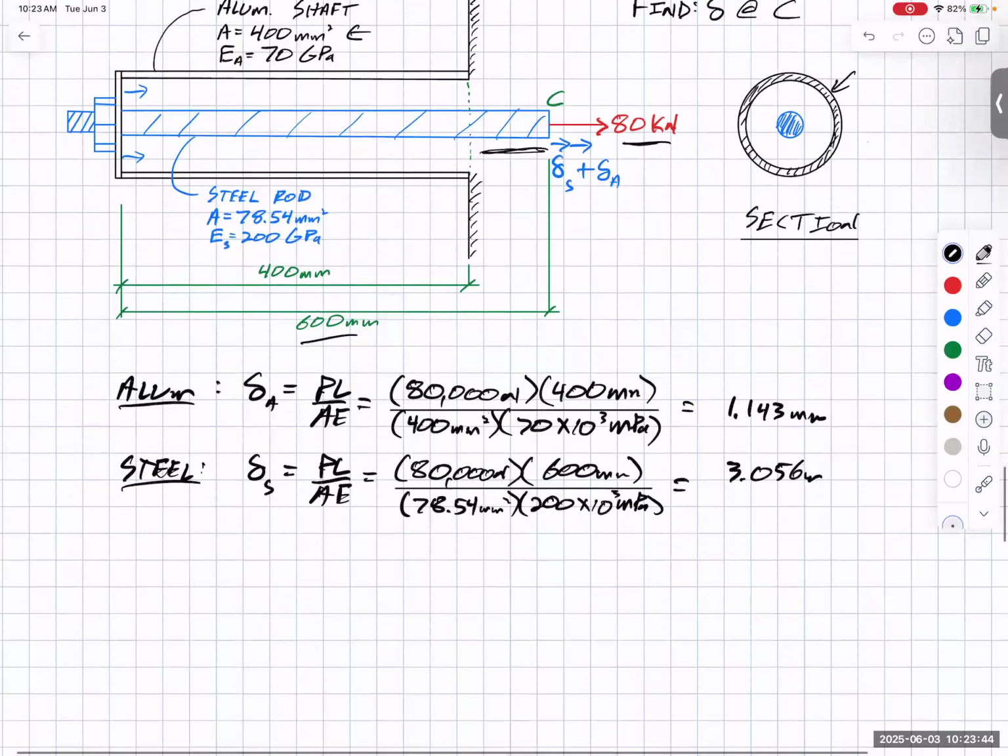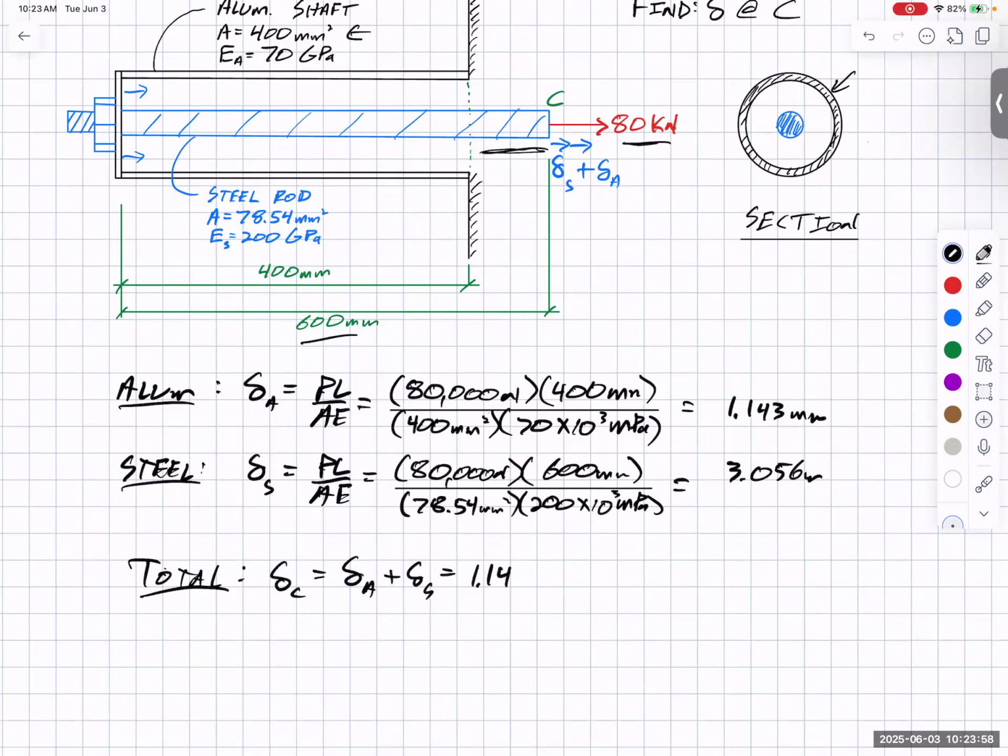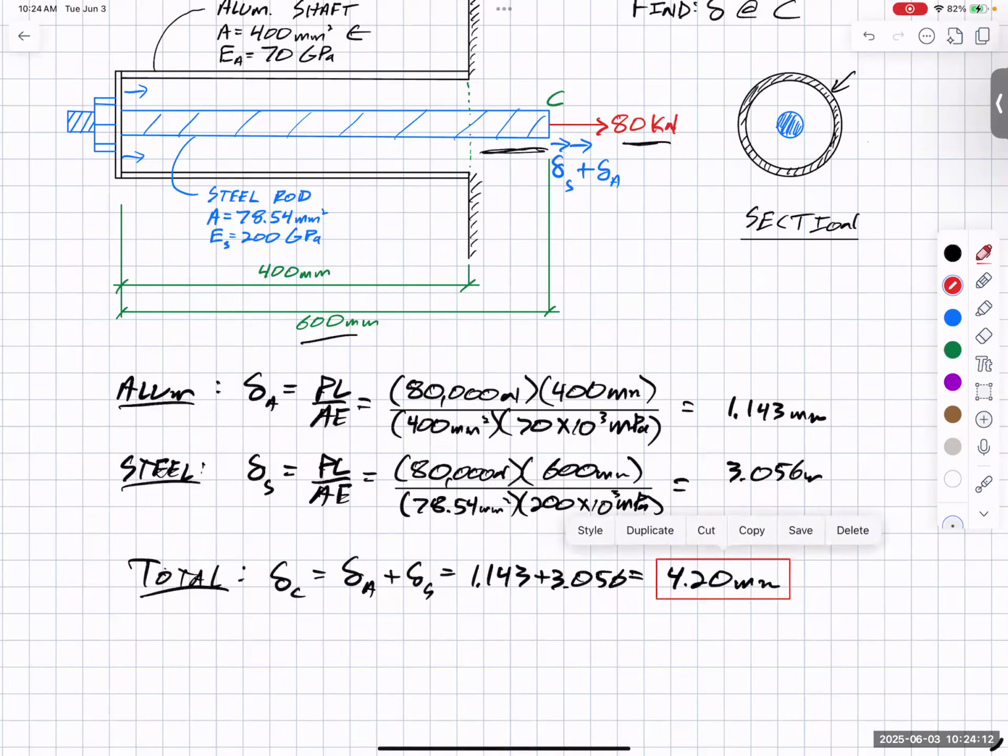And like I said, since they are both pulling it to the right, I'm going to add those together. So delta at C will be equal to my delta of the aluminum plus my delta of the steel, or 1.143 plus that 3.056, giving me a total of 4.20 millimeters for a total deflection at point C, assuming I did everything right.